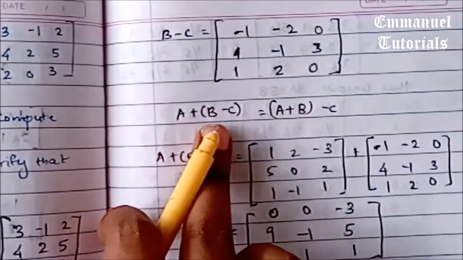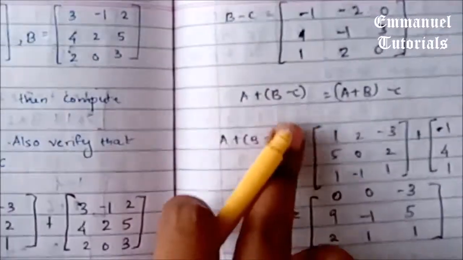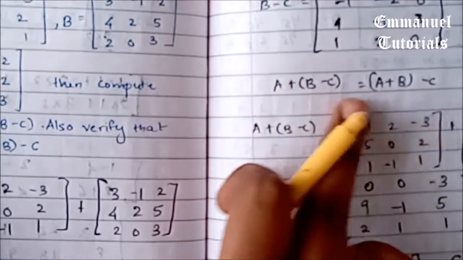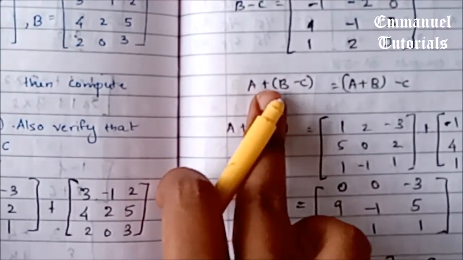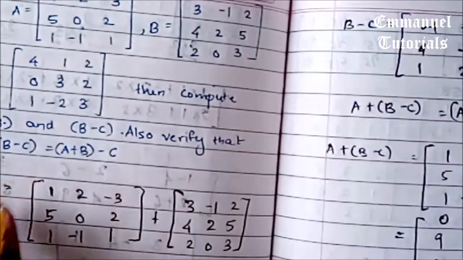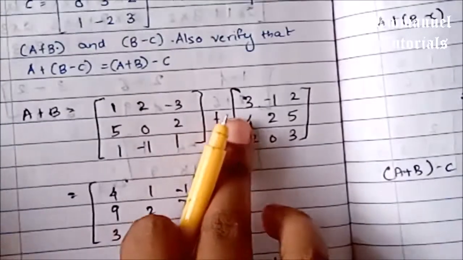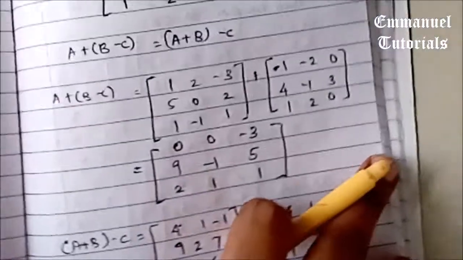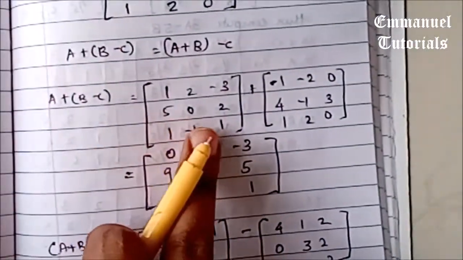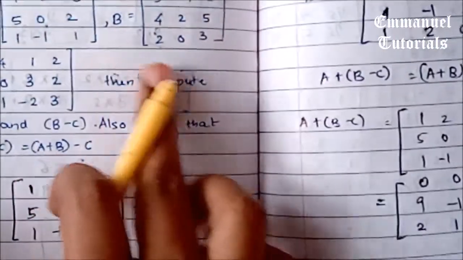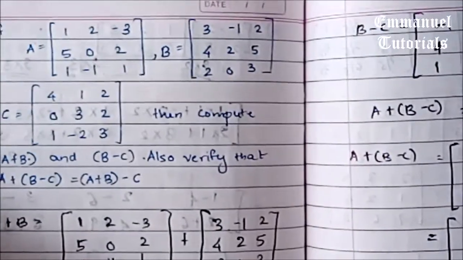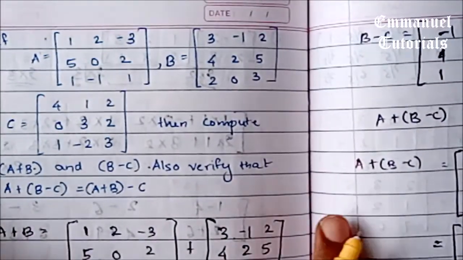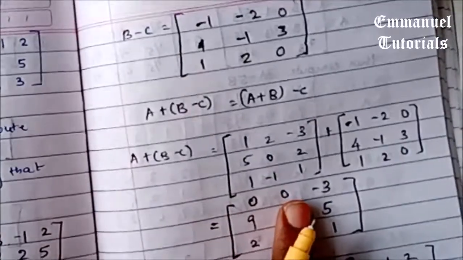Now what we have to find out is, because we have found out what is A plus B and B minus C, now we can just substitute these values and verify that A plus B minus C is equal to A plus B minus C in brackets. So A plus B minus C will be, A is 1, 2, minus 3, 5, 0, 2, and 1, minus 1, 1. That is what we have written.